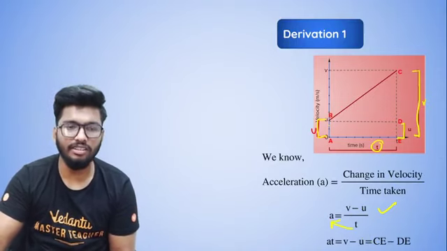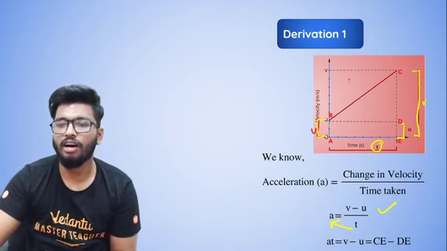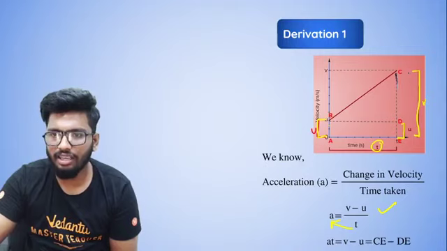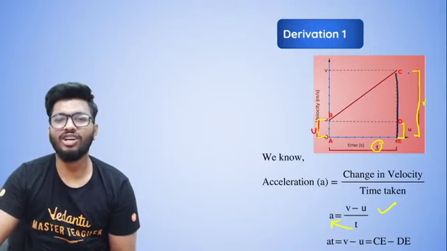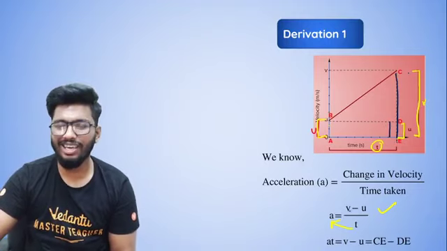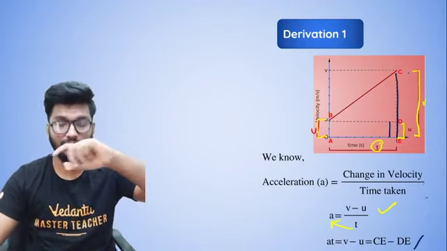Now, what is v, guys? From this equation, let me use a different color. From this equation, we know that v is CE. And what is u? u is nothing but d. So in place of v and u, I'm going to replace it as CE minus d. Alright? Now, here's the magic.